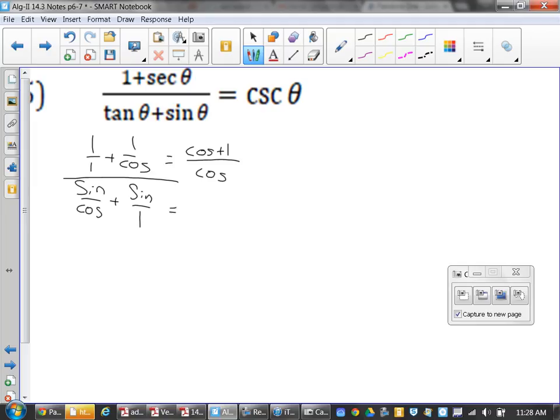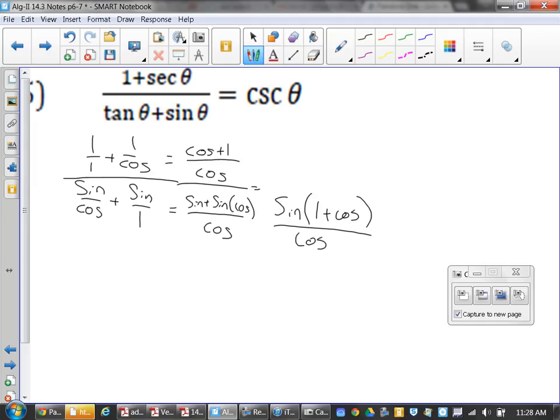Denominator also has cosine. So it's sine plus sine times cosine. Now the trick is when you see something that has a sine plus a sine times something, pull it out, factor it out. So down here this is going to be sine times 1 plus cosine, all over cosine.